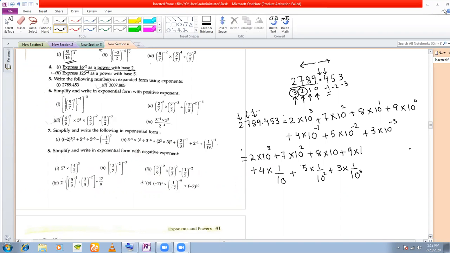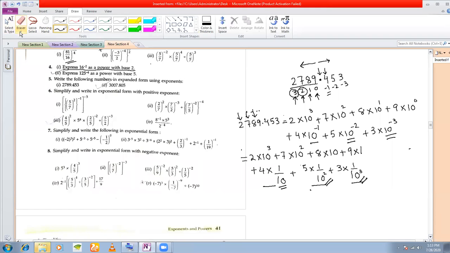So this was what we had left here. We had changed all the negative powers to positive powers. 10 to the power of minus 1 I have written as 1 by 10. 10 to the power of minus 2 I have written as 1 by 10 square. And 10 to the power of minus 3 I have written as 1 by 10 to the power of 3. Change all the negative powers to positive powers. And hence this is what my required expanded form is. Okay. This is what my required expanded form is.